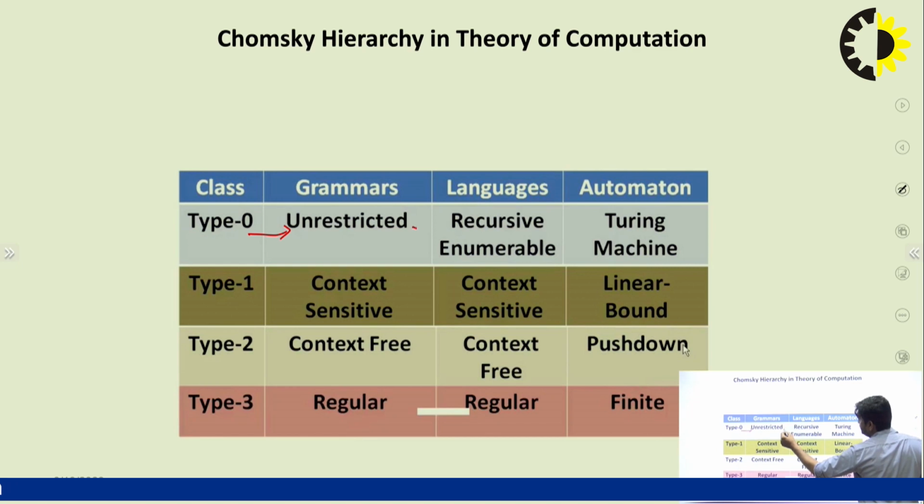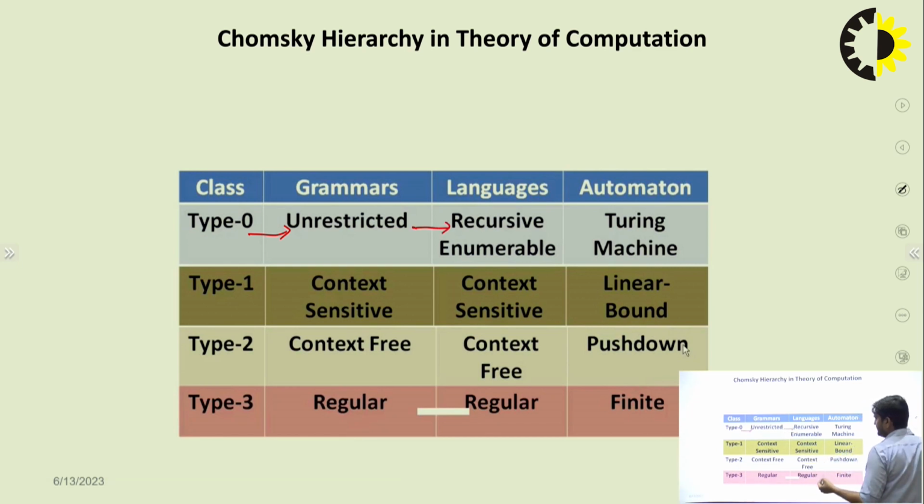Unrestricted grammar generates the recursive enumerable languages, and recursive enumerable languages are accepted by the Turing machine, which is known as a universal machine. Next, type 1 grammar, also known as context sensitive grammar, generates the context sensitive languages, and this language is accepted by the linear bounded automata.